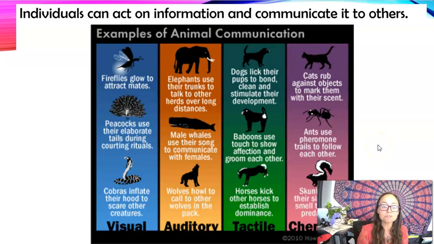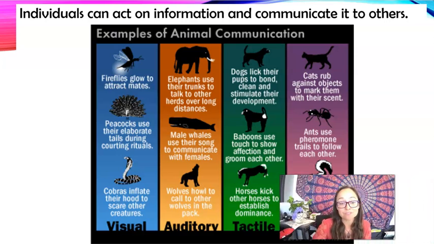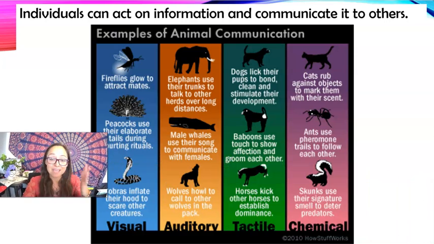We have visual, so that would be things like fireflies lighting up, or when a dog has its hair stand up on the back of its neck, or when humans blush. That's all visual communication. We have auditory, with whales singing or howling. Tactile is touch. For example, when baboons groom each other, that's a sign of affection. And then you have chemical, which is like those pheromones I just talked about, or scent.